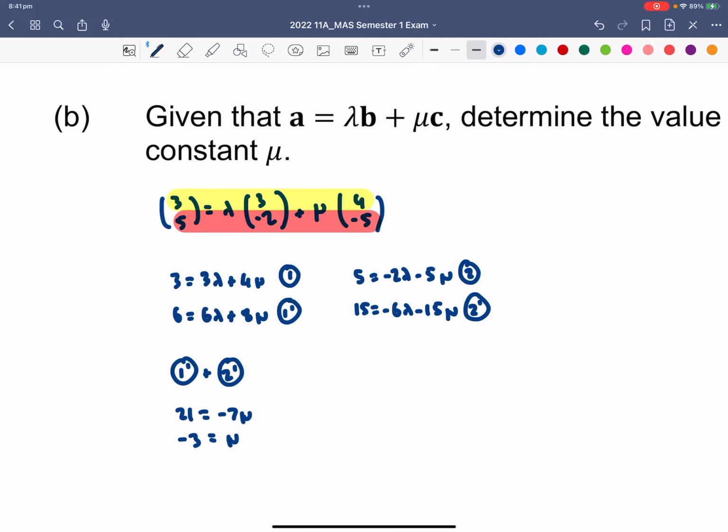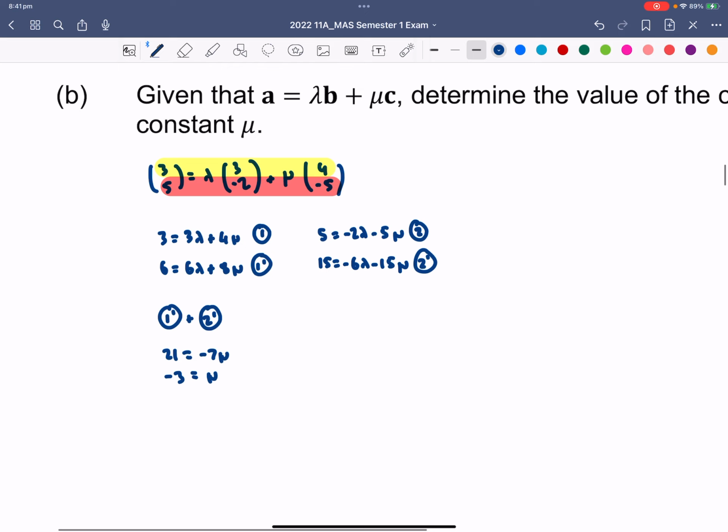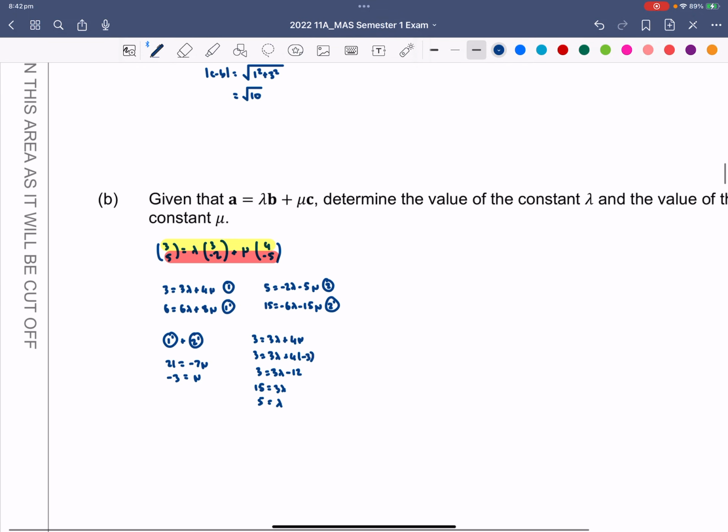I'll chuck it into equation 1. 3 is 3 lambda plus 4 mu. We just worked out that mu was minus 3. 3 is 3 lambda, take 12, bring the 12 to the other side. Lambda is 5. And that's all the question said they wanted. They wanted the value of lambda and mu, such that A is lambda B plus mu C.